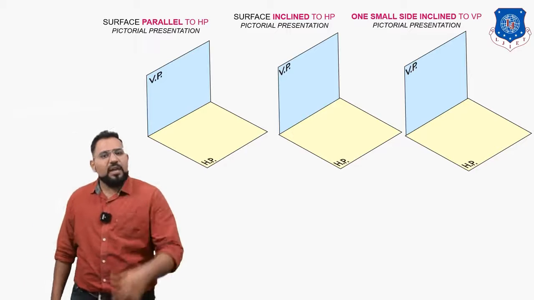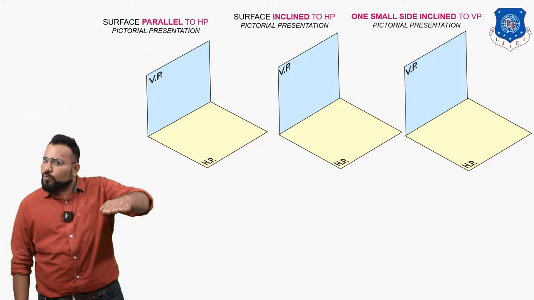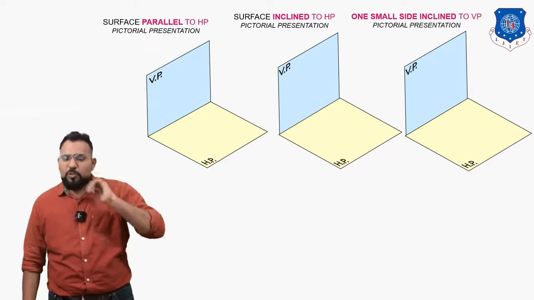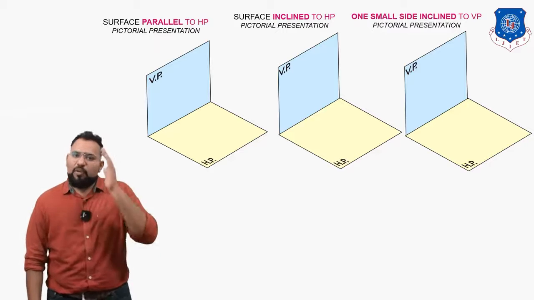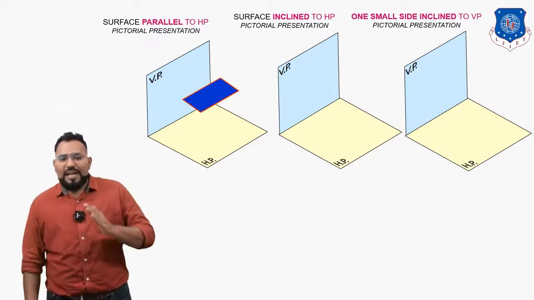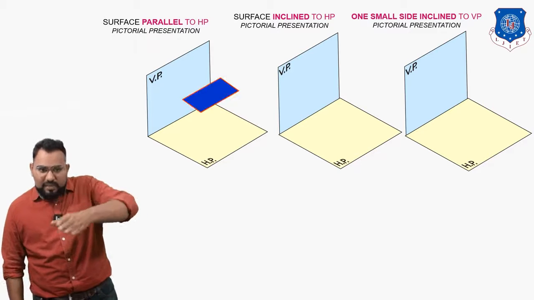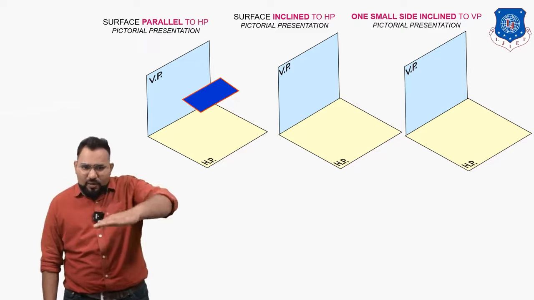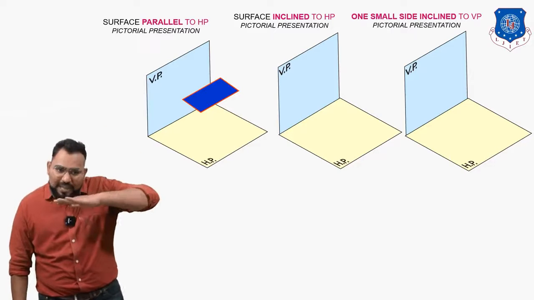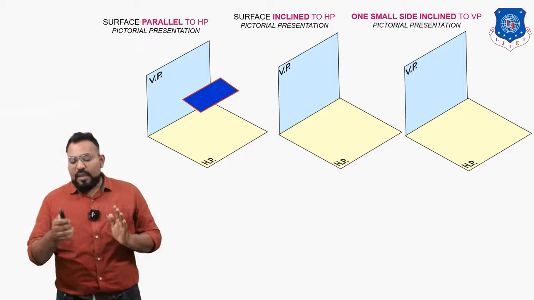So basically I am having three pictorial presentations. In the first, I take one surface parallel to HP. In the second, one surface inclined to HP. In the third, one surface inclined to VP. Now let us see the first pictorial presentation. You can see one surface over here, you can call it a rectangle, and this rectangle, or plane surface, is parallel to HP.